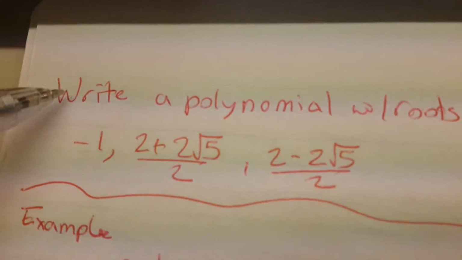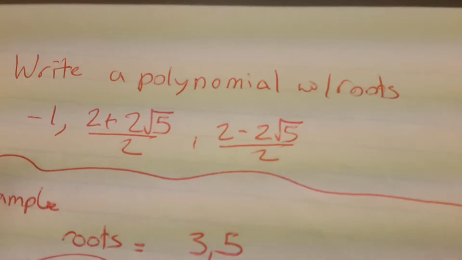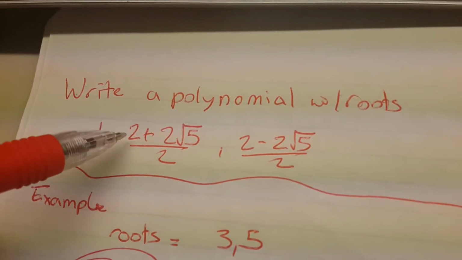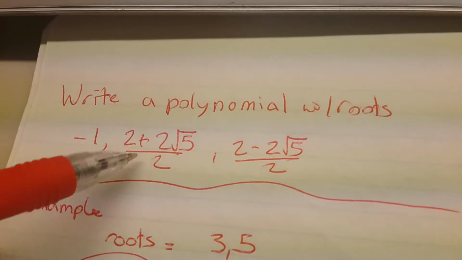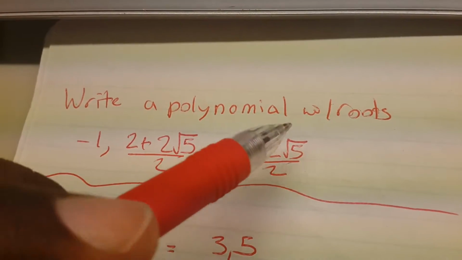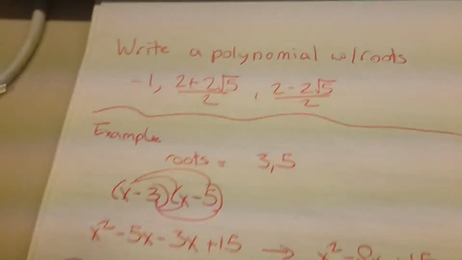So, our goal is to write a polynomial with the following roots: -1, (2 plus 2 root 5) over 2, and (2 minus 2 root 5) over 2.